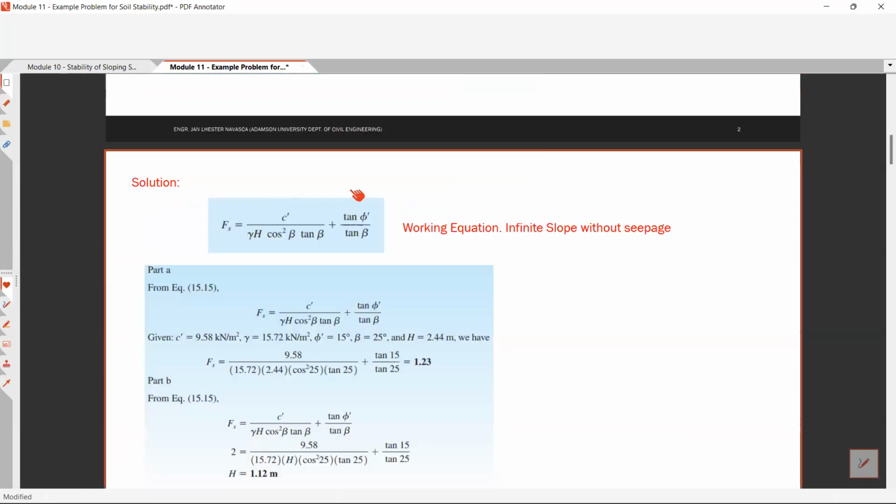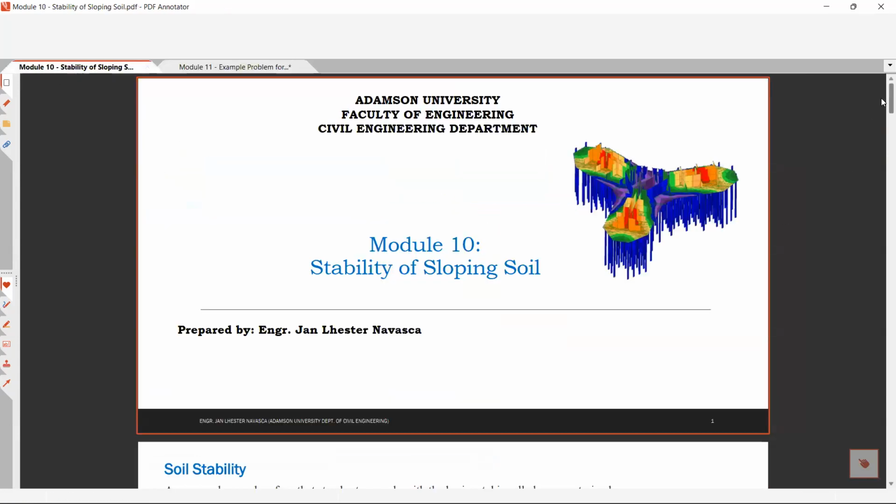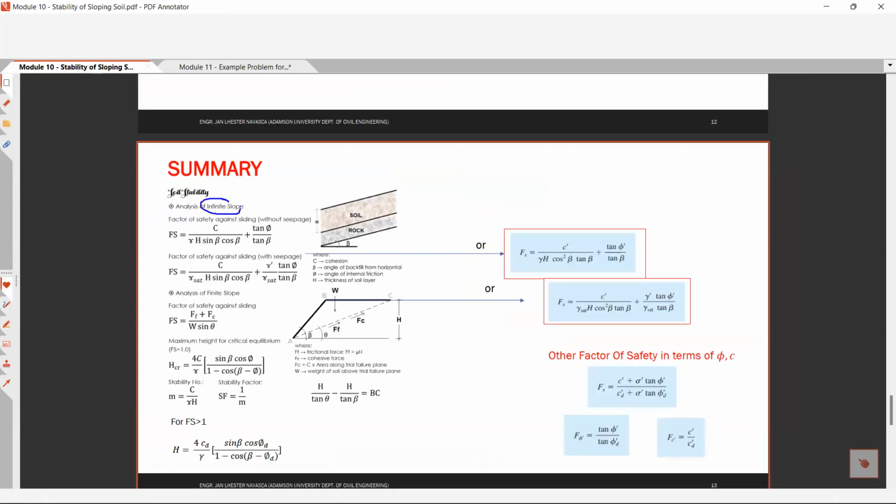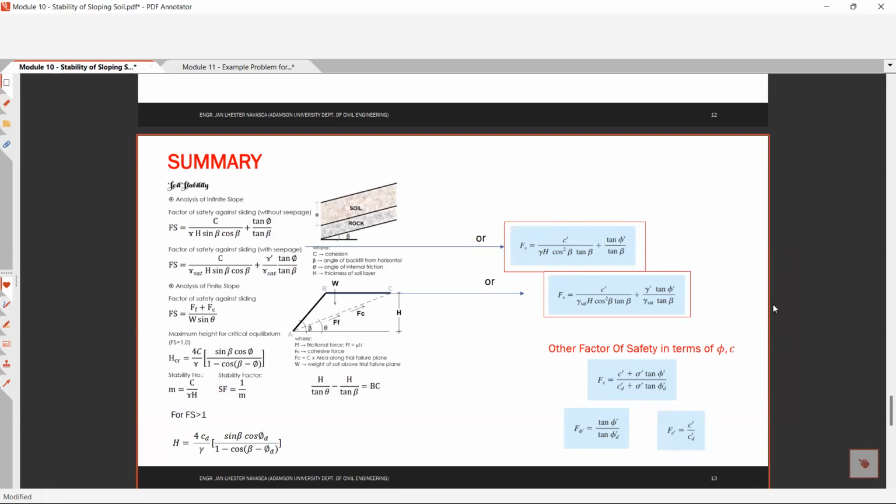Okay, so let's go back to the summary. According to the problem, infinite slope, consider without seepage. So maybe the working equation is this one. It could be this or this, depending on which equations you prefer. Let us consider this one because this problem comes from Braja Das, and the equation he uses is this one. So our working equation is C over gamma H cosine squared beta, plus tangent phi over tangent beta.